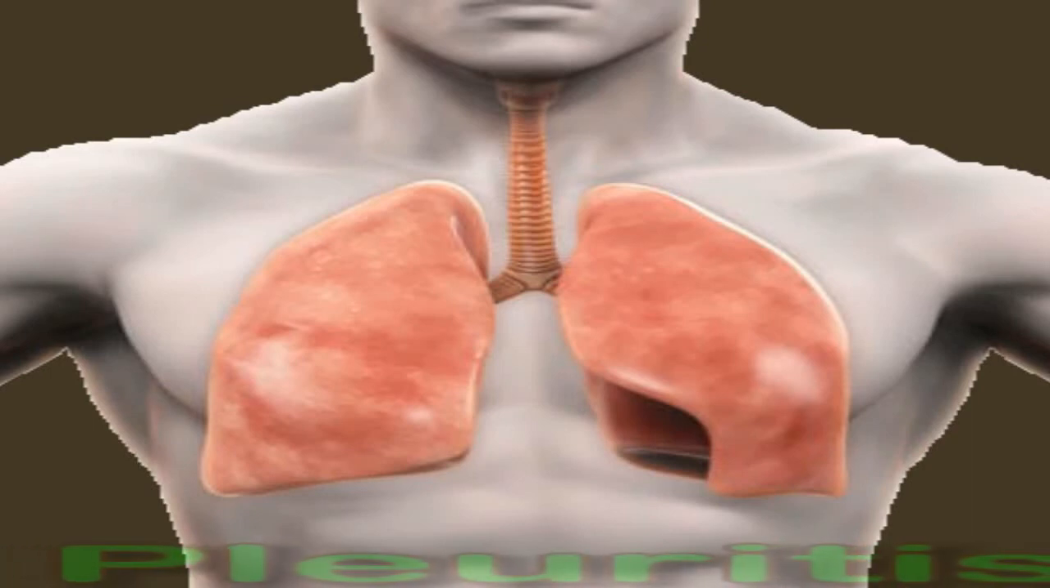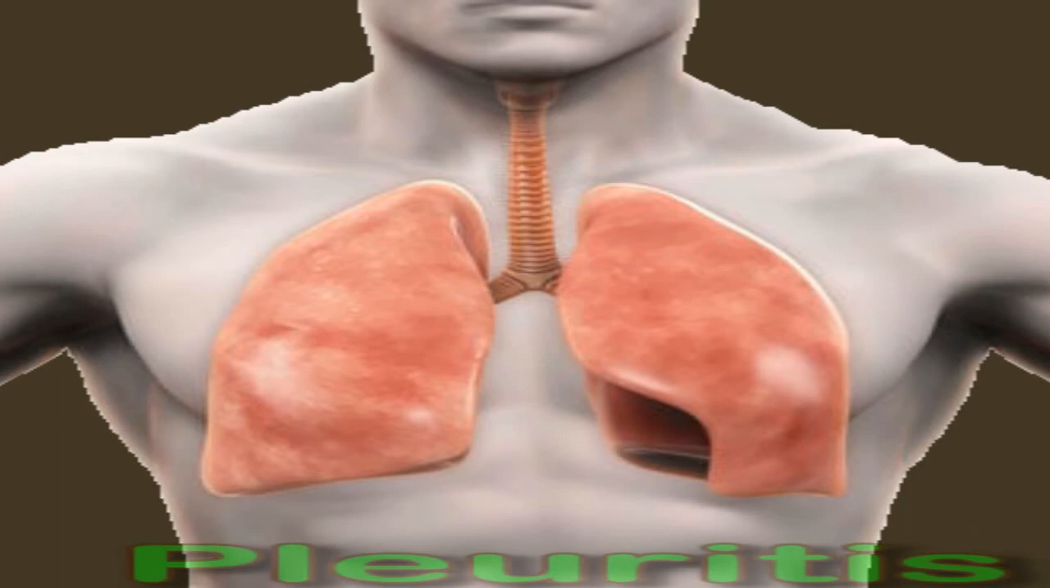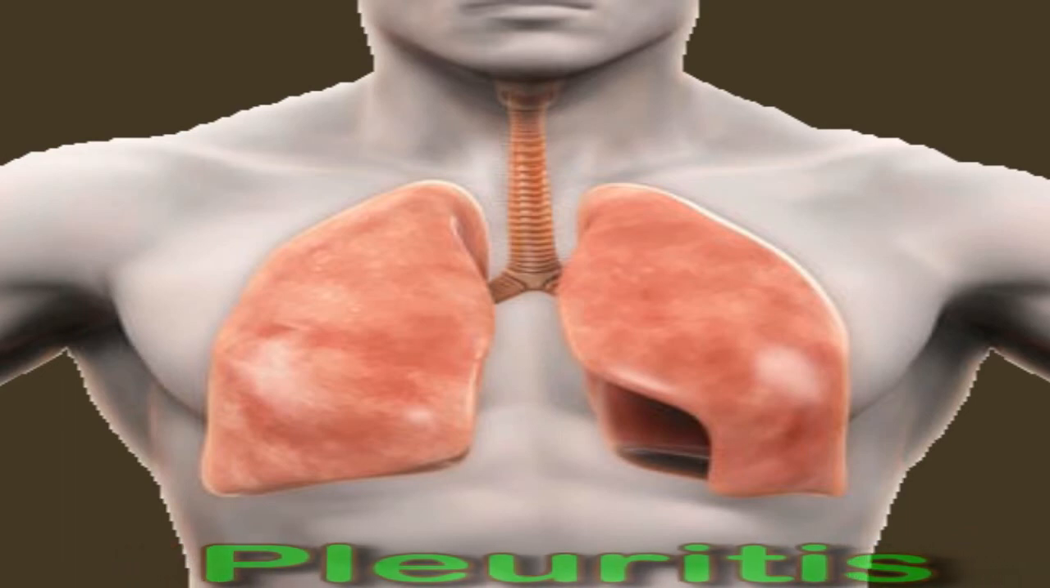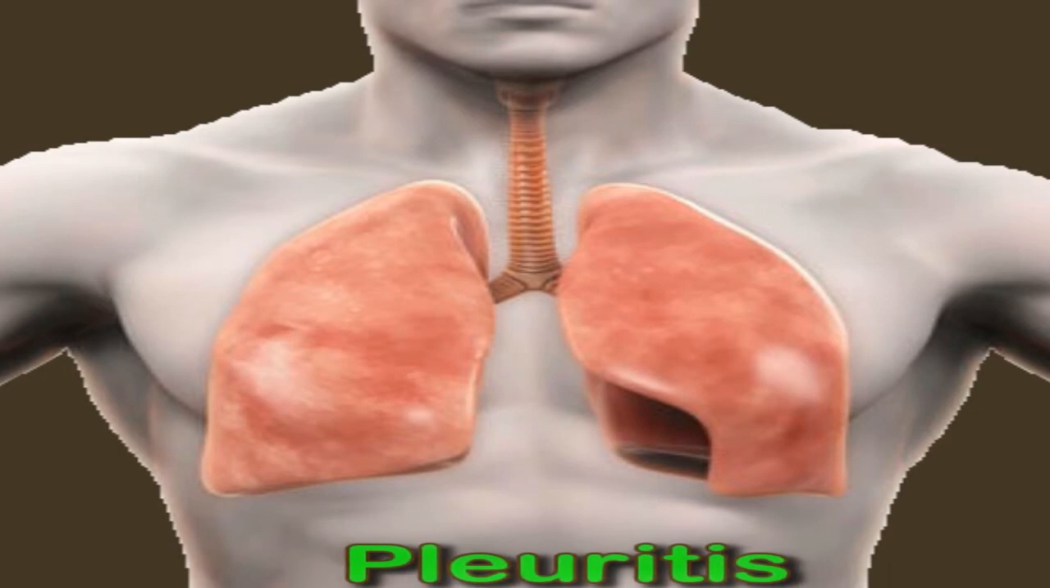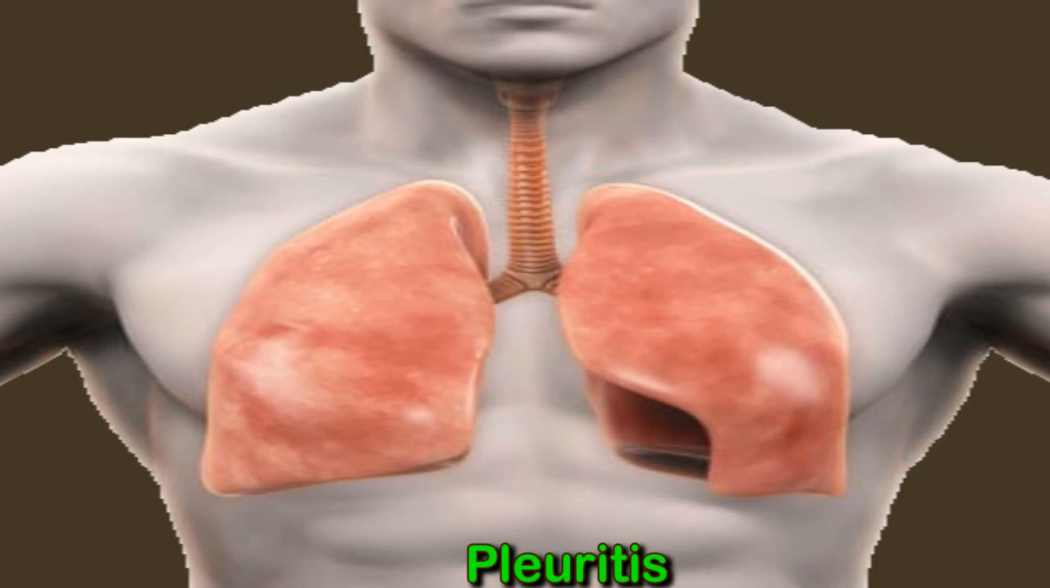Pleuritis. Pleuritis or pleurisy refers to inflammation of the lining of the lungs. A bacterial or viral infection is the most common cause. Pleuritis can cause pain that feels like a pulled chest muscle. It is generally sharp, sudden and increases in severity when taking a breath.